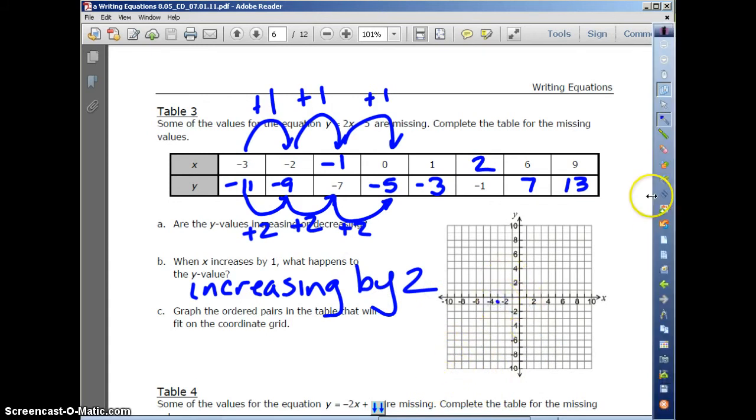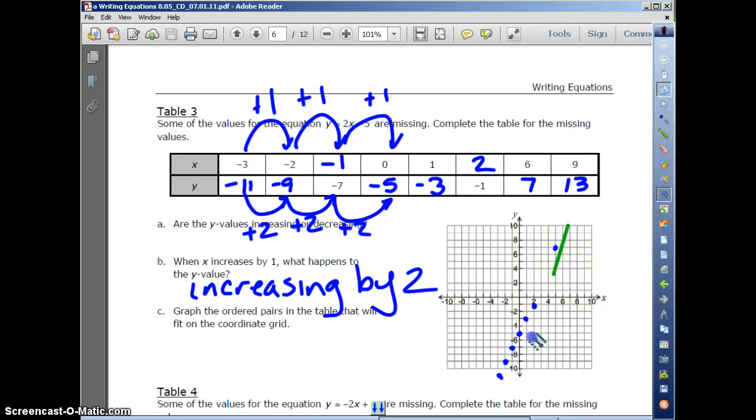So negative 3, whoops, didn't mean to put a dot there. Negative 3, negative 11. It kind of would be out here somewhere. Negative 2, negative 9. Negative 1, negative 7. 0, negative 5. 1, negative 3. 2, negative 1. 6, ooh, that's a big jump. 6, 7, and 9, well, 13 doesn't fit on there.